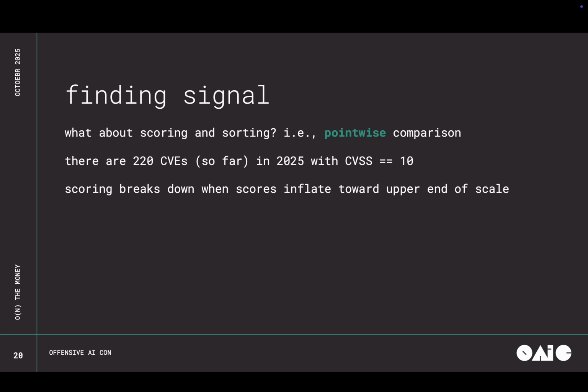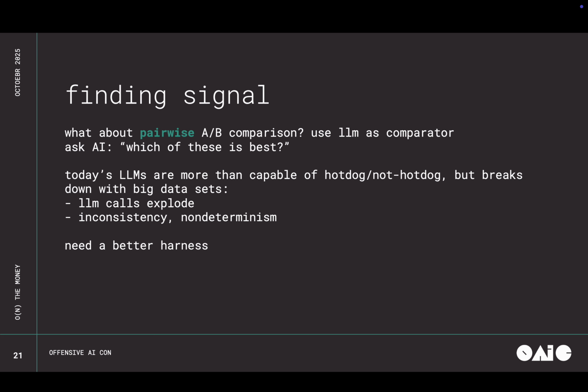You instead could consider, what if we do a pairwise A/B comparison of every vulnerability to every other vulnerability? Large language models are pretty good at this kind of thing. They can take like data and unlike data and give you an indication of which one is most impactful or worse. They're pretty good at hot dog, not hot dog, or cancer, not cancer, if we want to get morbid like we did yesterday.